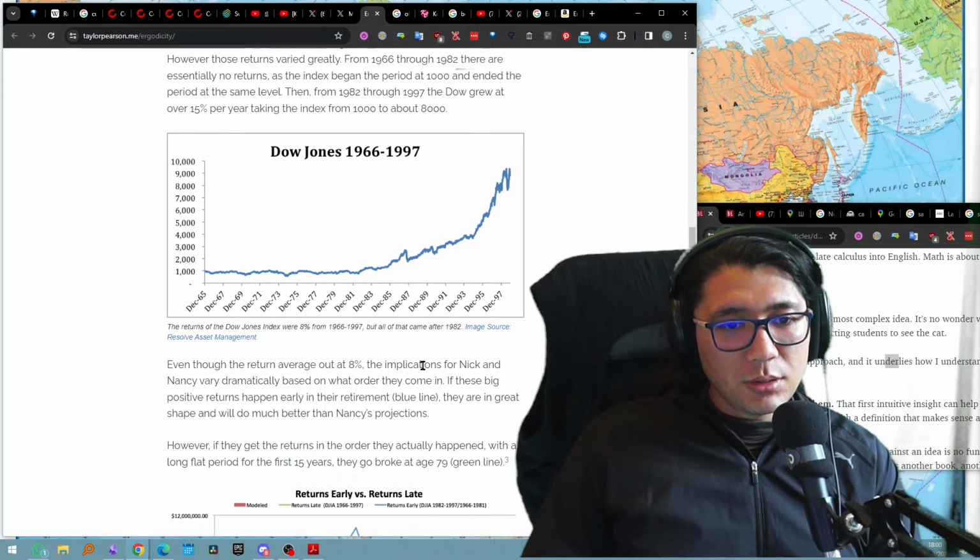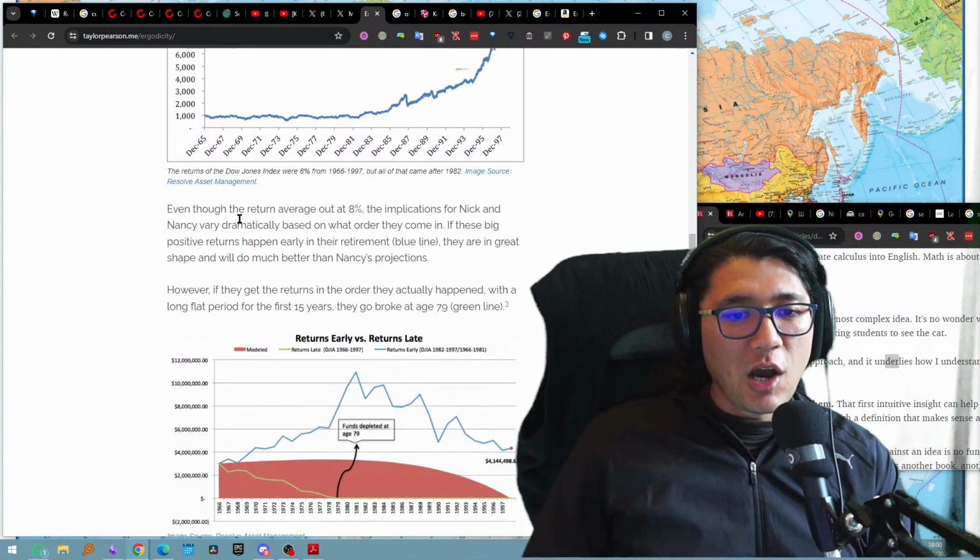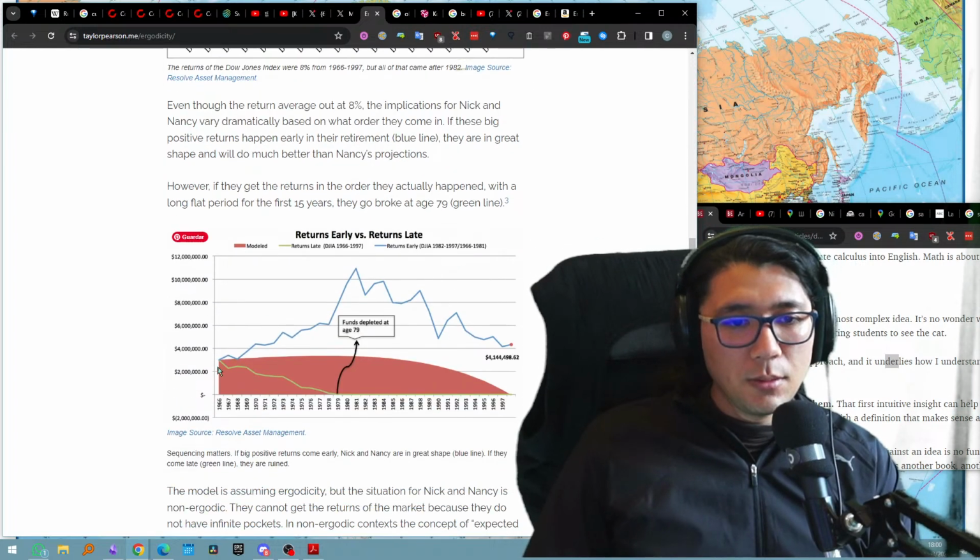Even though the return averaged out at 8%, the implications for Nick and Nancy vary dramatically based on what order they come in. If these big positive returns happen early in the retirement, blue line, they are in great shape and will do much better than Nancy's projections. However, if they get the returns in the order that they actually happened, with a long flat period for the first 15 years, they go broke at age 79. Green line. Oops.